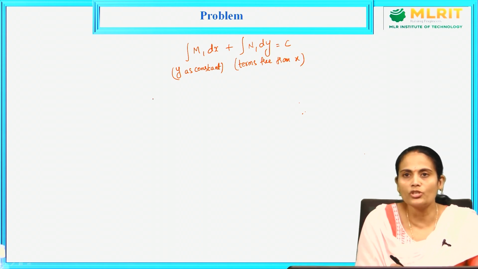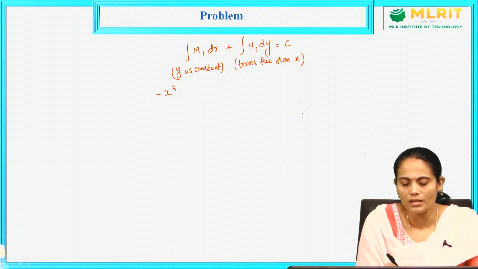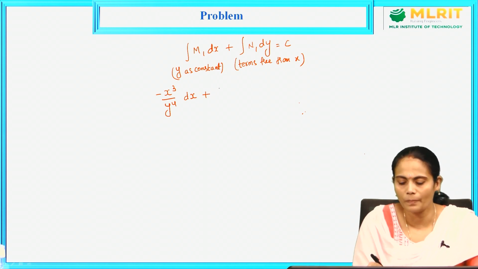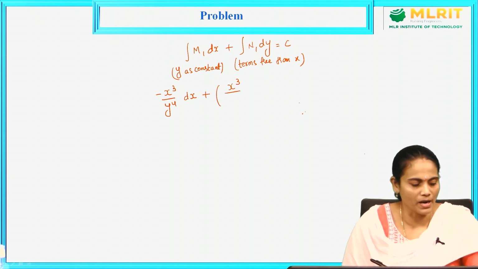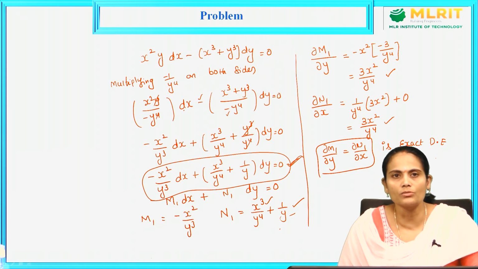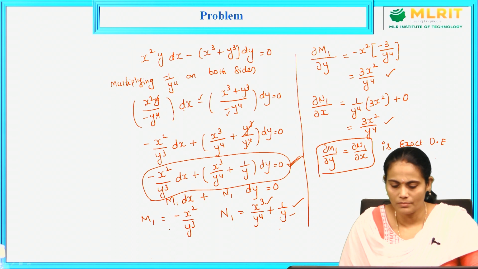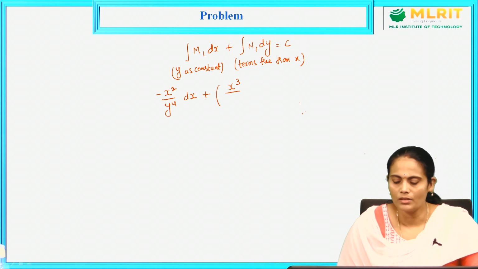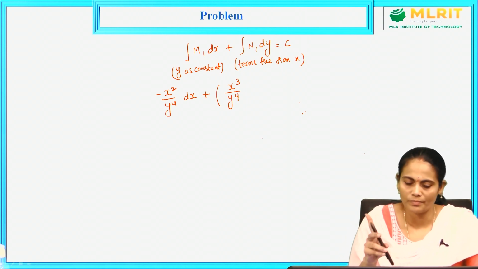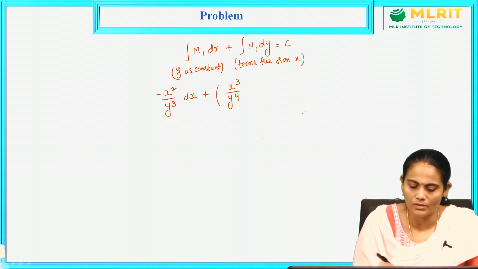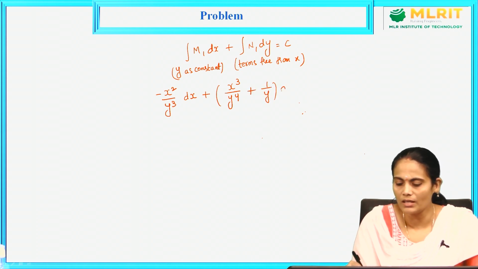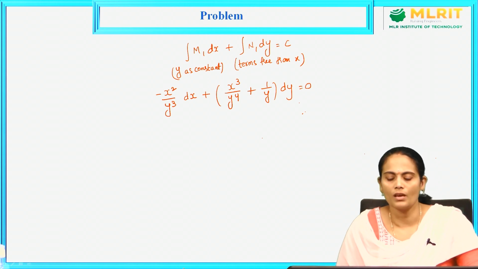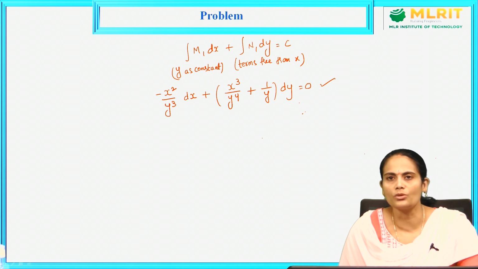So what is the equation we got previously? Minus x square by y cube dx plus (x cube by y power 4 plus 1 by y) dy is equal to 0. This is nothing but the exact differential equation. Now we are finding the general solution.